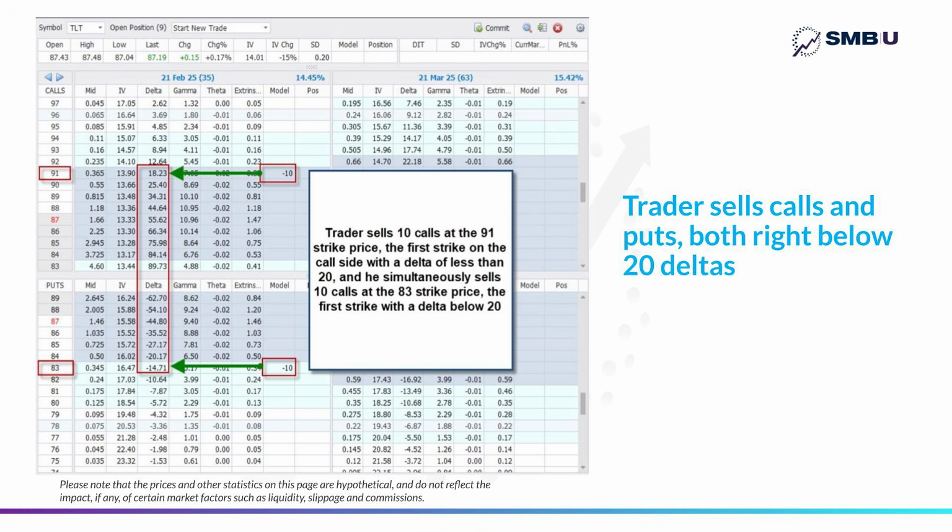And then if you move down the put side on that delta column, you'll see the first option that has a delta below 20 on the put side is that 83 put. So we're going to go ahead and sell 10 each of both the 91 calls and the 83 puts.